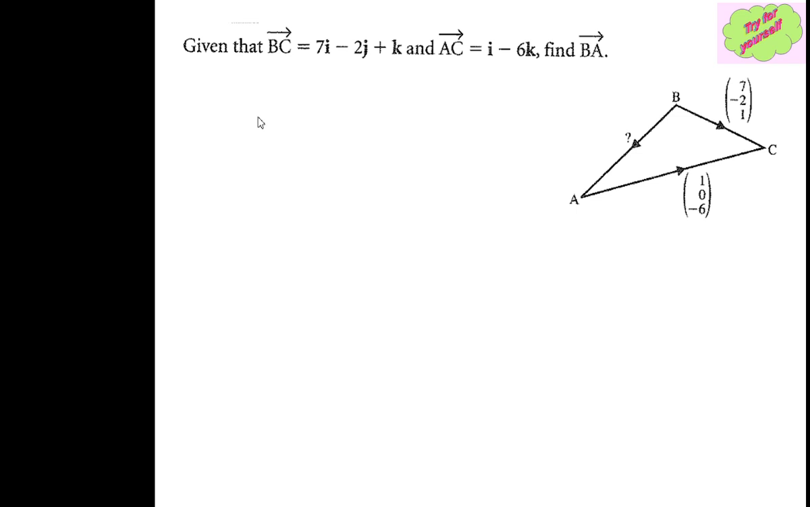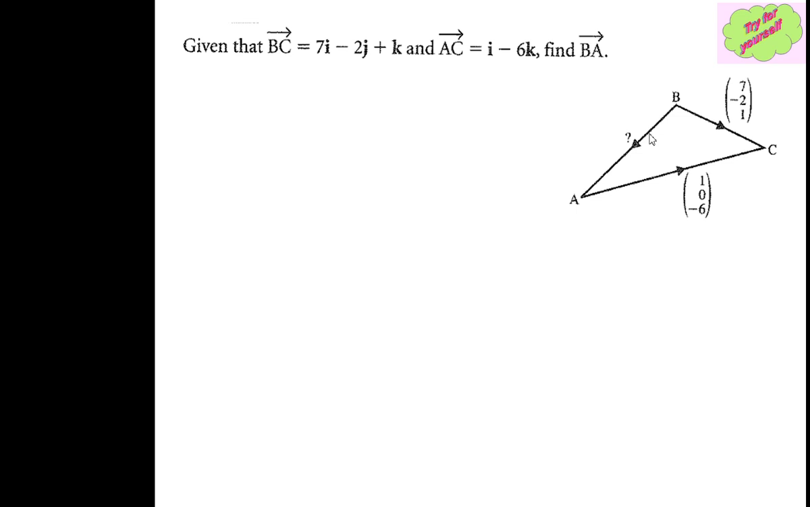Okay, so given that BC is 7i minus 2j plus k, and AC is i minus 6k, and because there's a zero here, meaning there's no movement in the y-axis, find BA. In a way, you might want to think of this as 1i plus 0j minus 6k, if that helps you. So find BA.